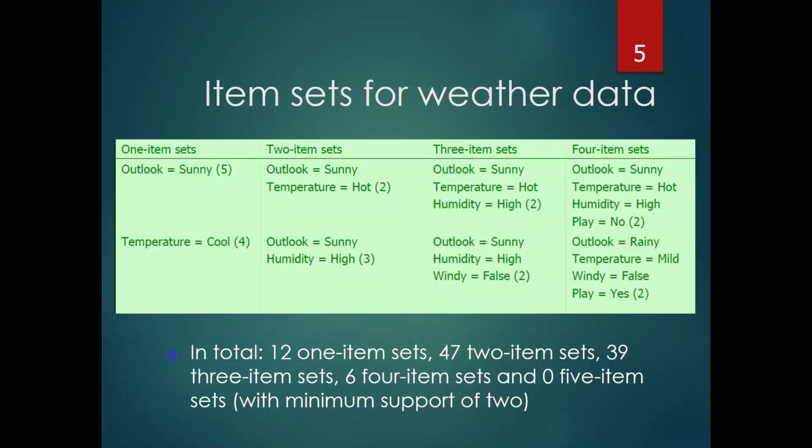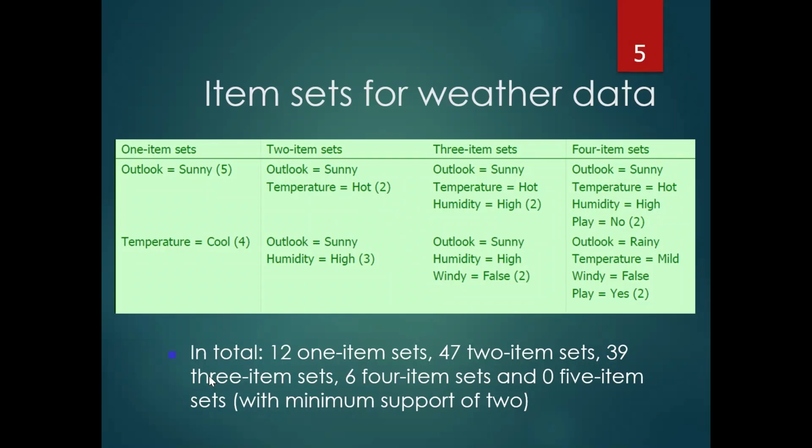We'll get item sets. The next one is you look at the support. What you see in the beginning brackets is the support: how many times it appears in the data set. So for 1-item sets, these two we have already checked. Outlook sunny appeared 5 times, temperature cool appeared 4 times. Outlook sunny, humidity high appears 3 times. For example, if you look here, outlook sunny, temperature hot, humidity high, play no appeared twice.